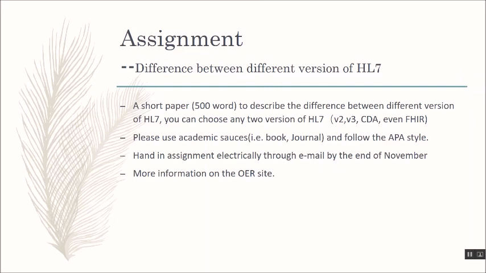I want you to write a short paper of no more than 500 words to describe the differences between two different versions of HL7. You can choose any two versions based on what you like, for example, CDA compared to FHIR, or version 2 compared to FHIR. Please remember to use academic sources like books and journals. You can find them in the school's library resources, and please cite them following the APA style.